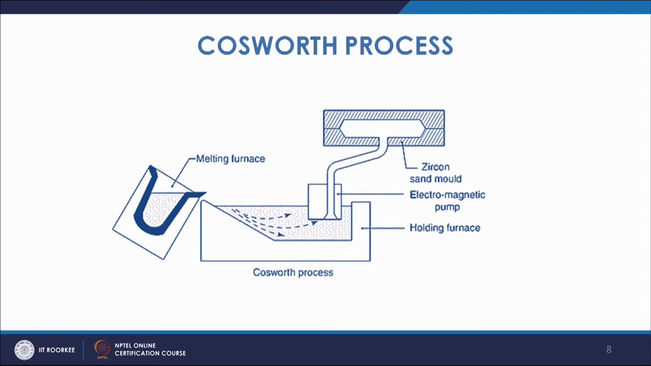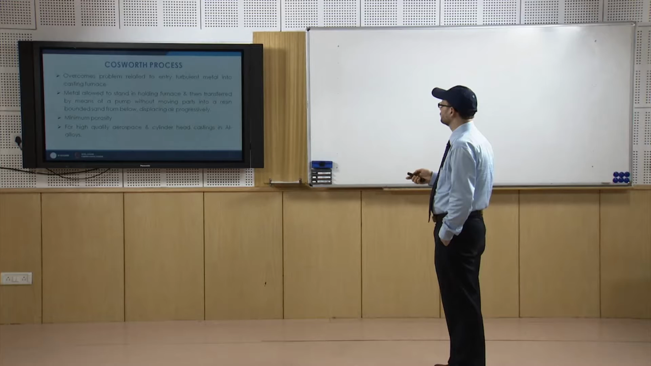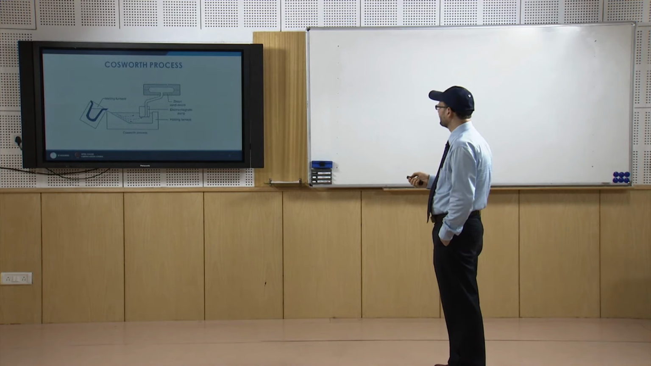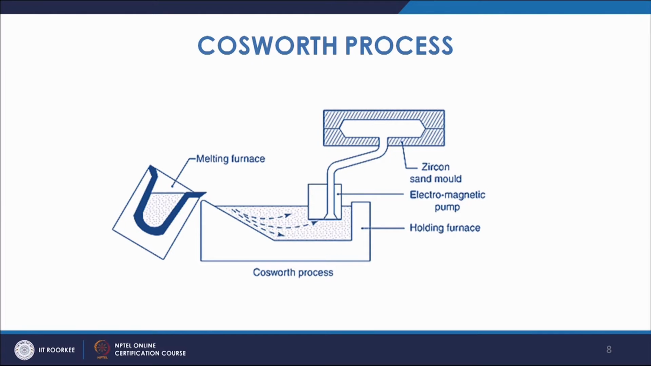Because of this pump, the metal goes into this mold without moving parts, and it will go into a resin bonded sand from below. So, this is the resin bonded sand, and the melt will travel from here to this resin bonded sand. What you see is that the melt is not at all exposed to the atmospheric air.